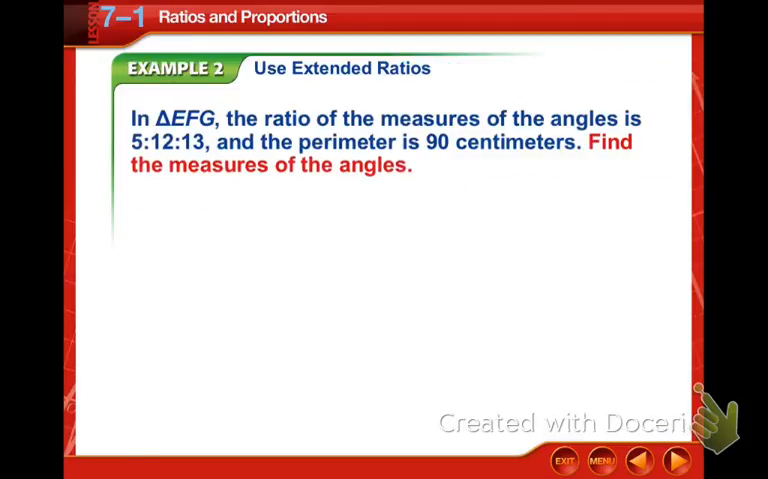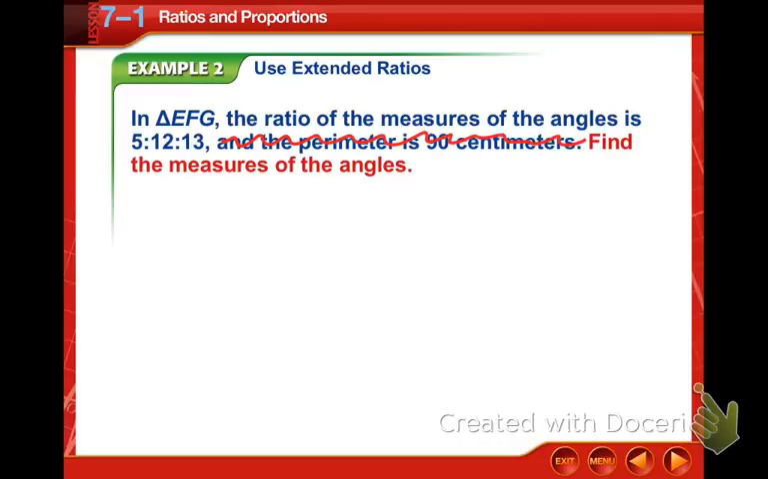Extended ratios. This is where they're going to come into play. Now, it tells us the ratio that measures the angles of a triangle, 5 to 12 to 13. And then it gives us the perimeter. Perimeter has to do with side length, not angles, so the perimeter is extra information. We want to find the measures of the angles. So, how can we use a ratio to do that?